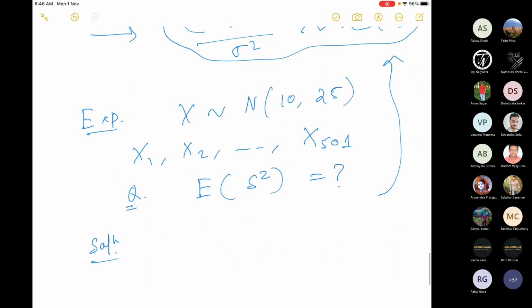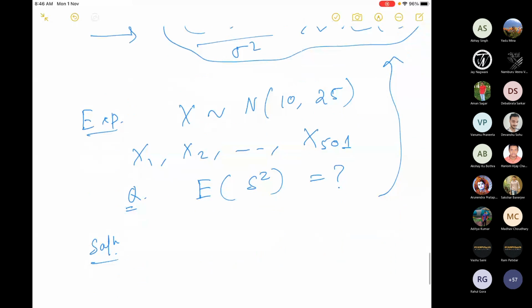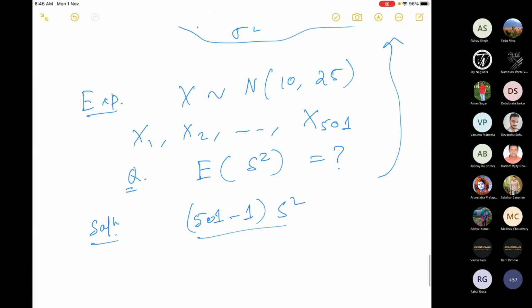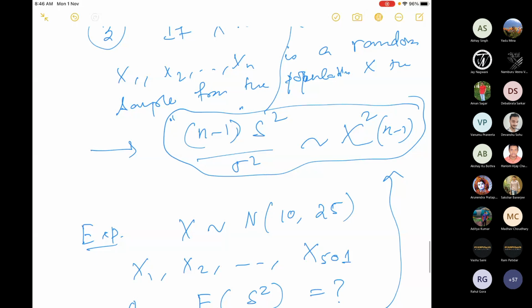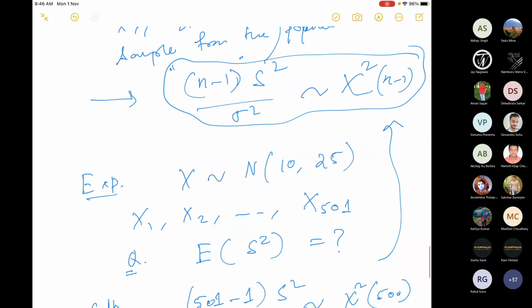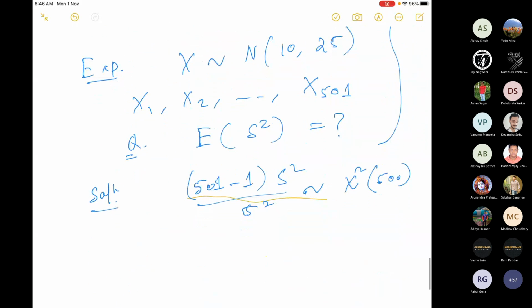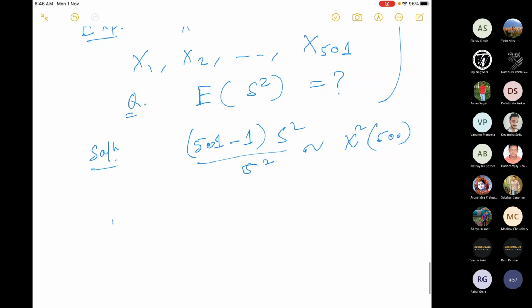Okay, let us see. So from the above result, what we know is that n minus 1, that means 501 minus 1, times S square by sigma square, what is sigma square here? Anyway, let us write it. (n minus 1) S square by sigma square is chi-square 500, because it is n minus 1. You see, n minus 1, it's 500. Now, what we want to find out? We want to find out the expectation of S square.